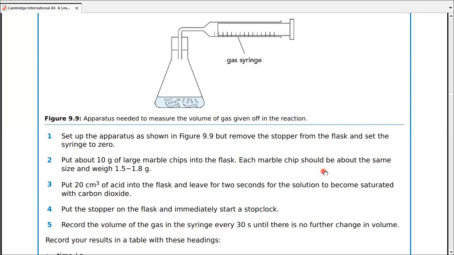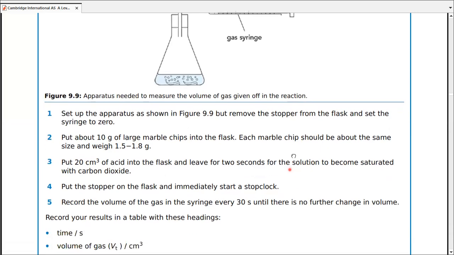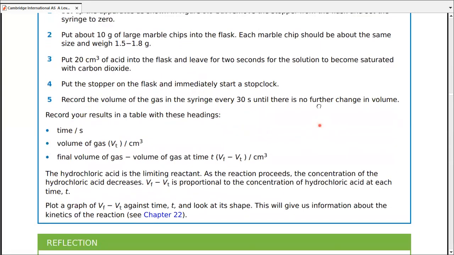All right. So put 20 cubic centimeters of acid in the flask and leave it for 2 seconds for the solution to become saturated with carbon dioxide. Now put the stopper on the flask and immediately start a stop clock. Record the volume of the gas in the syringe every 30 seconds until there is no further change in volume. Since the reaction would start producing gas and the gas would get collected, we keep on measuring it until there is no further change.